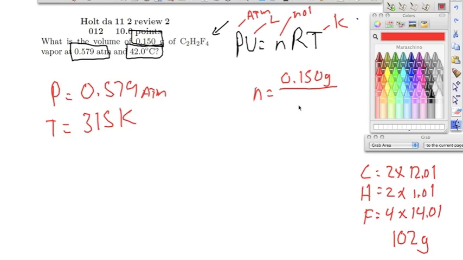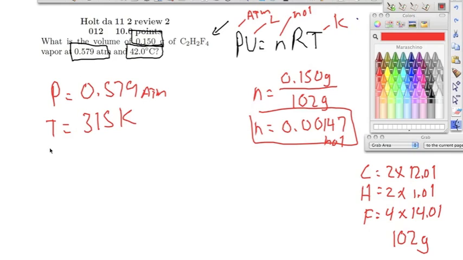So we take this and we divide it by 102 grams, and we get an N value, or a mole value, of 0.00147 moles. So now we have N. Okay?